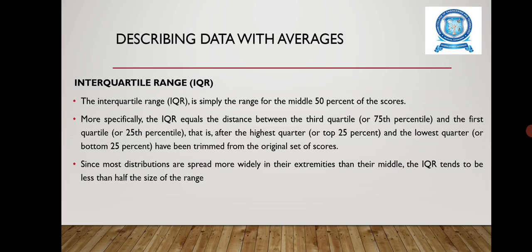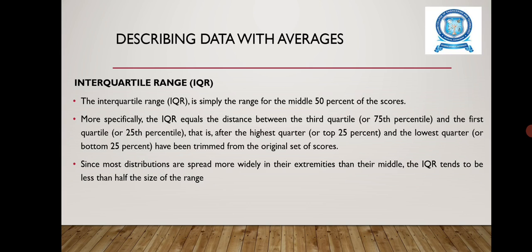Interquartile range. Interquartile range, IQR, is simply the range for the middle 50% of the scores. More specifically, the IQR equals the distance between the third quartile, that is the 75th percentile, and the first quartile, that is the 25th percentile. That is, after the highest quarter or top 25% and the lowest quarter or bottom 25% have been trimmed from the original set of scores.